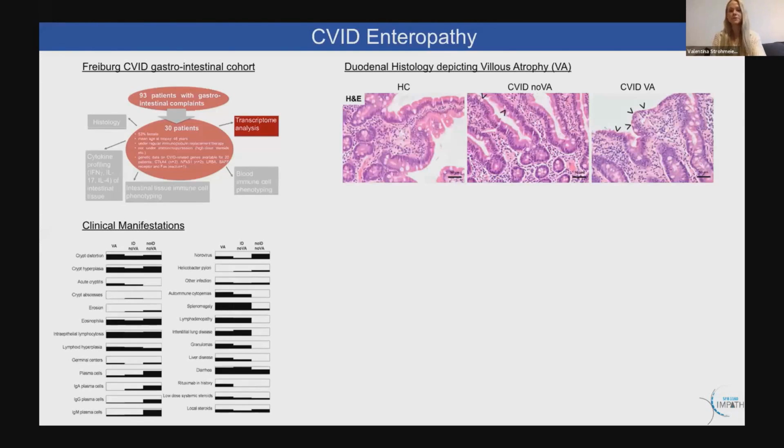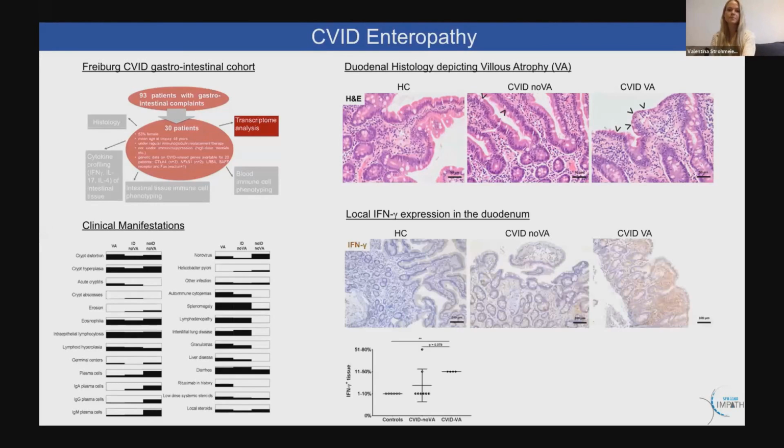In this graph, you can see an H&E staining of a healthy control with nice villi shape, and in the middle a CVID duodenum of a CVID no villus atrophy patient, where the arrowheads indicate some mild inflammation and apoptotic bodies. On the right-hand side, you can see a villus atrophy duodenum with severe villus atrophy and complete loss of the apical structure of the villi.